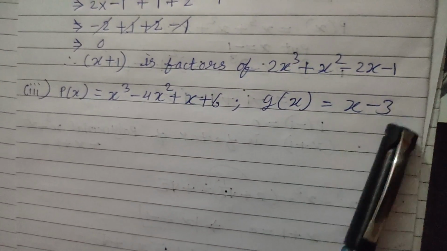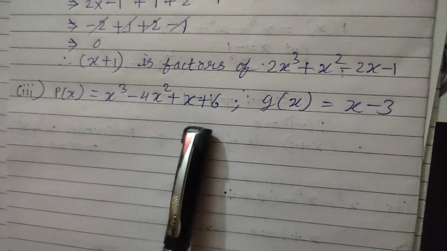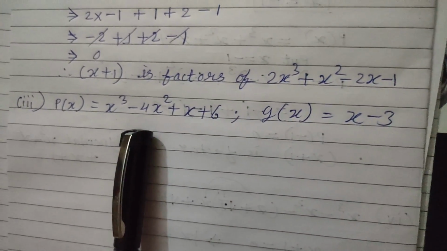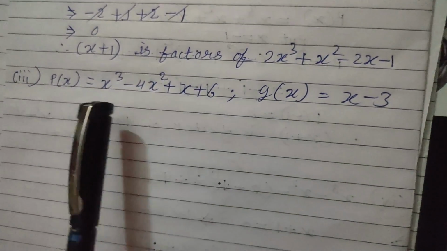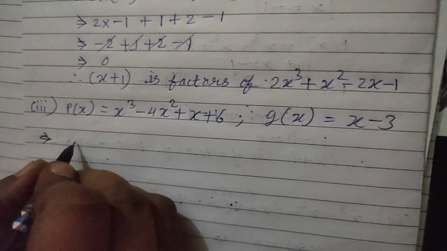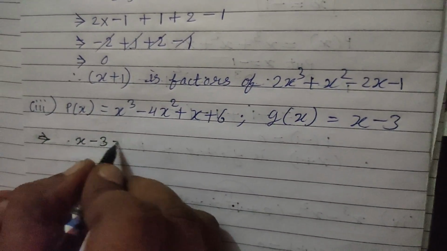From this you have to find the value of x and put it in this polynomial. If after putting the x value the answer is 0, then x minus 3 is a factor of this polynomial. So first of all we will find the x value. x minus 3 is equal to 0.